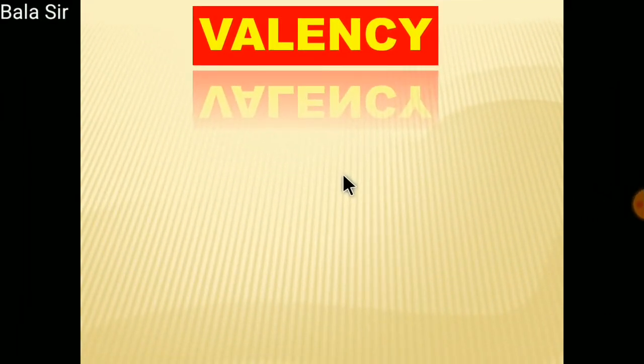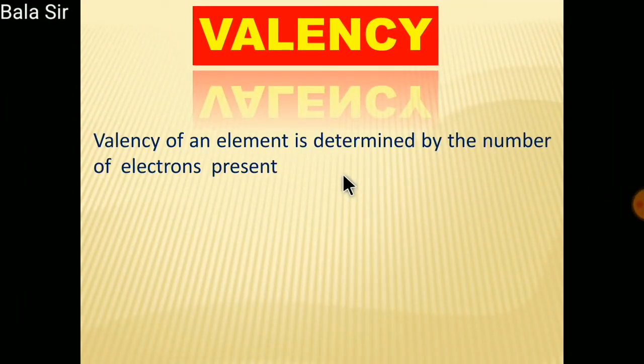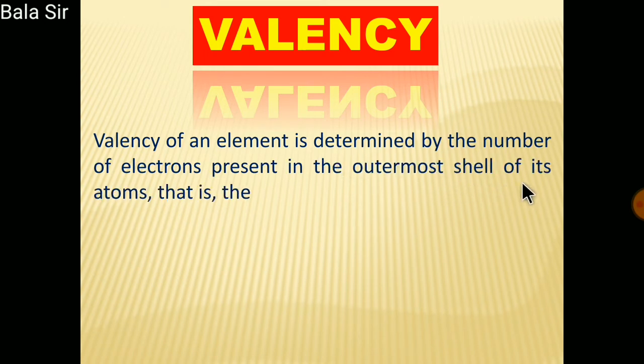Let's talk about valency. The valency of an element is determined by the number of electrons present in the outermost shell of its atom, that is the valence electrons.